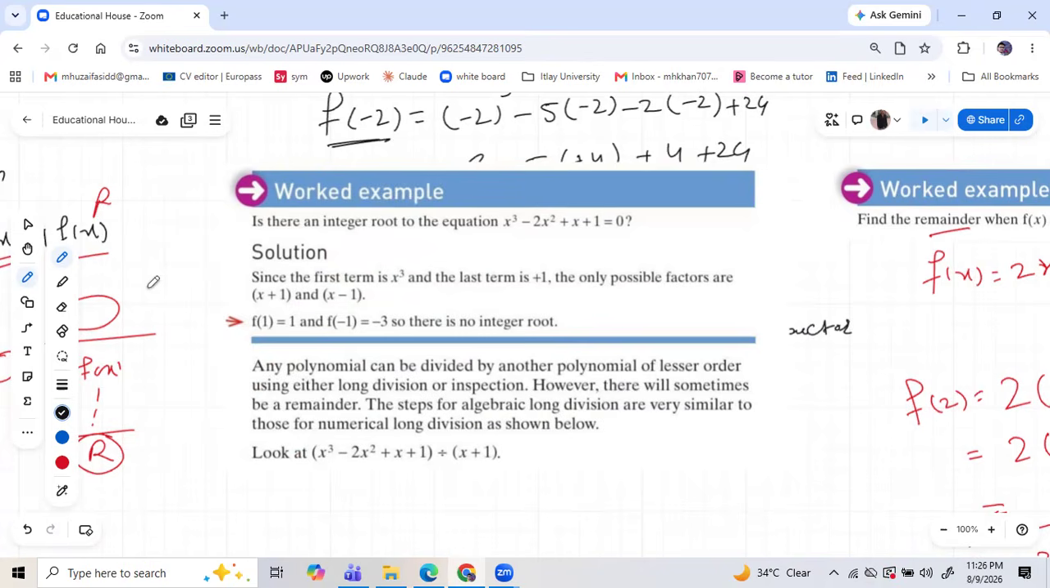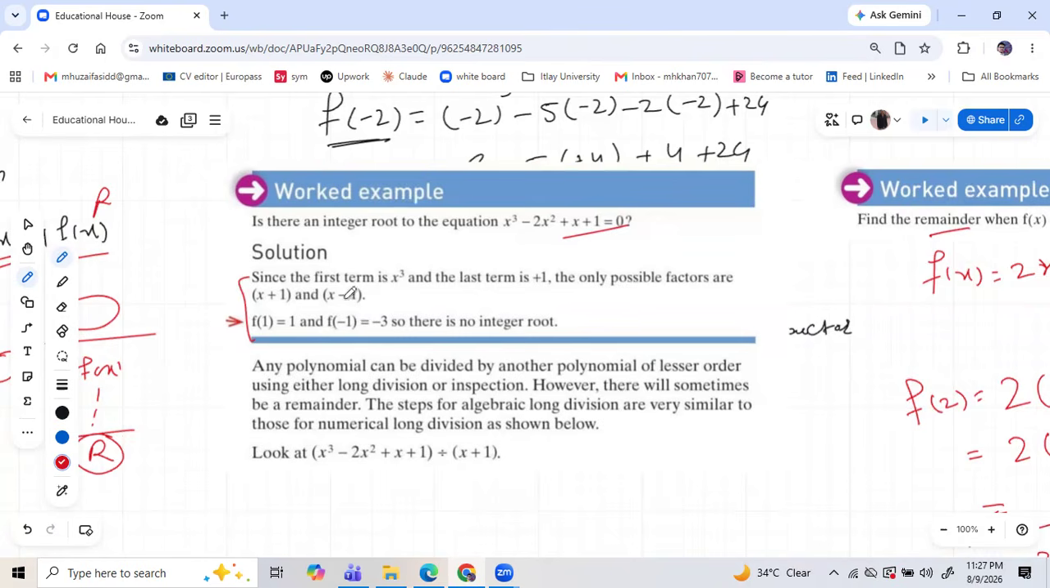So this is a very basic equation, and here the solution is also given. So look at it here. Is there any integer root to the equation x cubed minus 2x squared plus x plus 1 equals 0?